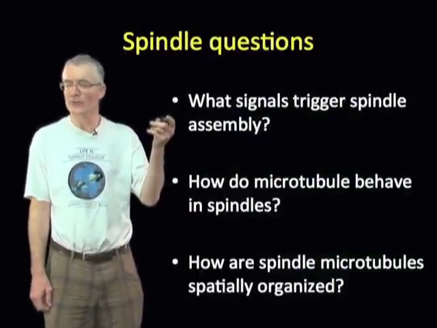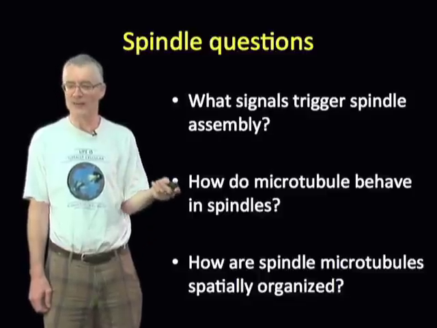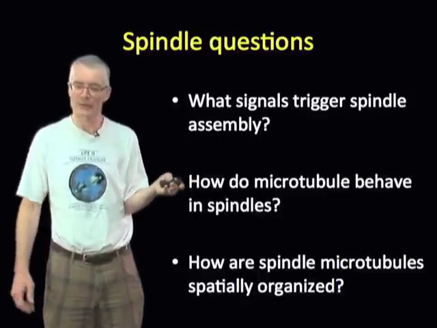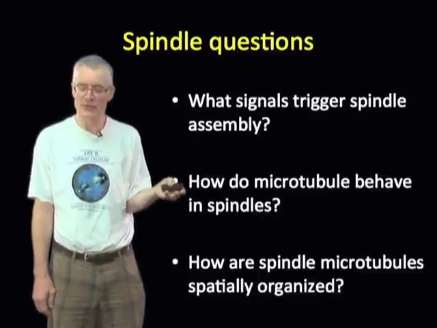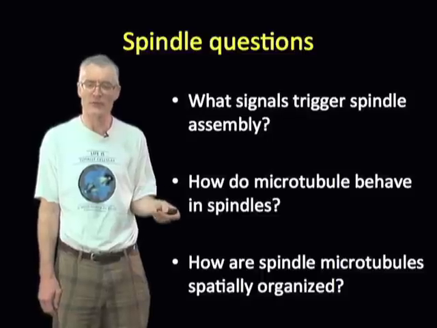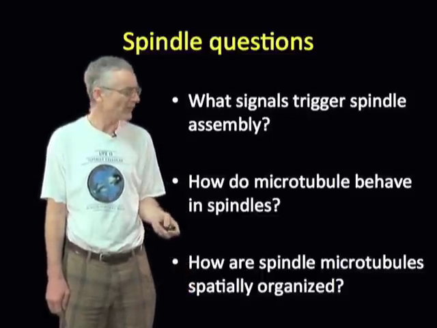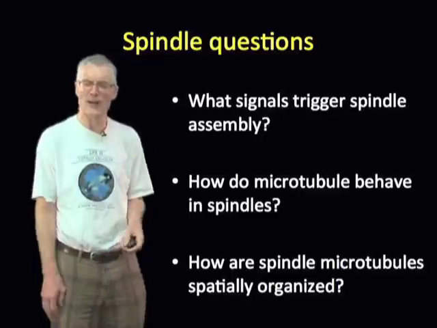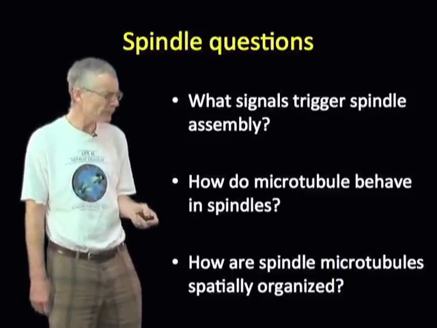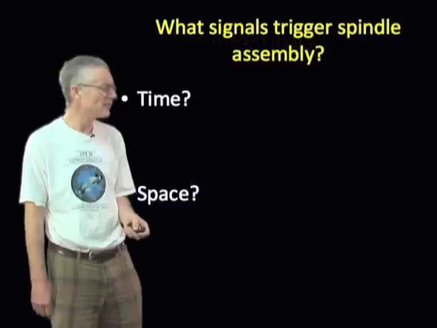So the kinds of questions we've been asking, we and the other people studying the system: what signals trigger spindle assembly? I've been fascinated in how do microtubules behave in spindles. You could see from the introductory book, I'm very much a student of microtubule dynamics. And then how are the spindles spatially organized? And I'll rather briefly address those, give you some references if you want to get deeper into these.